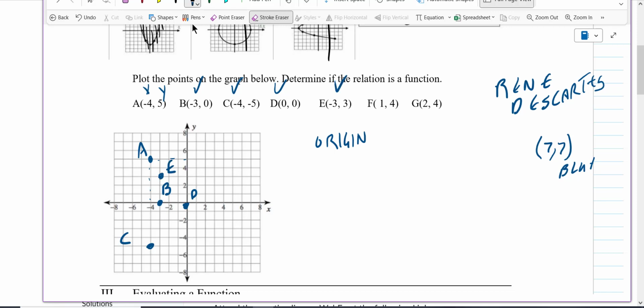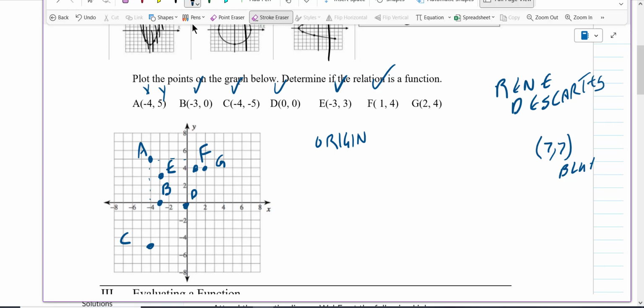And then (1, 4), you would be going to the right 1, up 4. So that's where that's located. And then finally, the last point would be over 2 on x, up 4 on y. That's where that goes. Next week we'll be doing a lot of graphing as we're learning this, so knowing how to plot points is fundamental from your background.